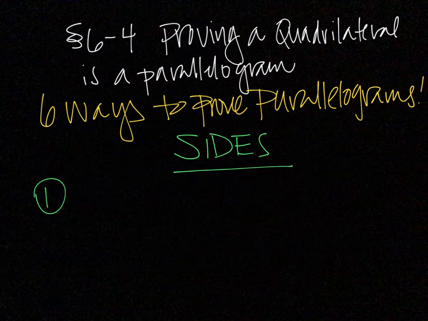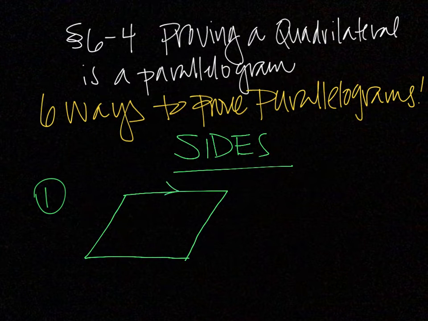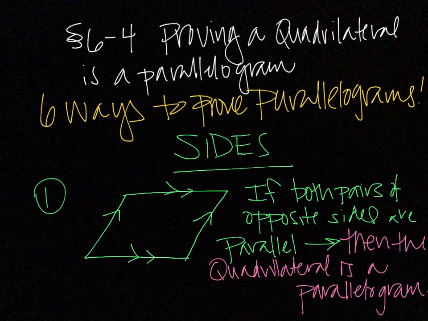So number 1 is if we determine through whatever series of steps that the opposite sides are parallel, then it's a parallelogram. So if both pairs of opposite sides are parallel, it's a parallelogram. And that seems really obvious, but that is the definition of being a parallelogram, is to have 2 pairs of opposite sides parallel. So if both pairs of opposite sides are parallel, then the quadrilateral is a parallelogram. And so again, that is really and truly just the definition of being a parallelogram, is that we have pairs of opposite sides parallel. Remember, these arrows mean parallel.